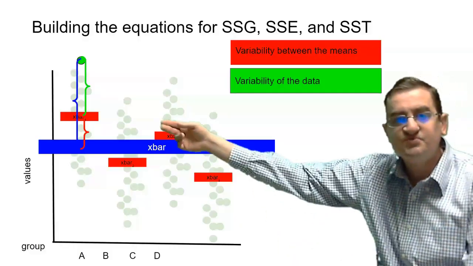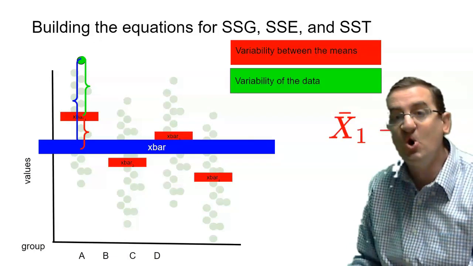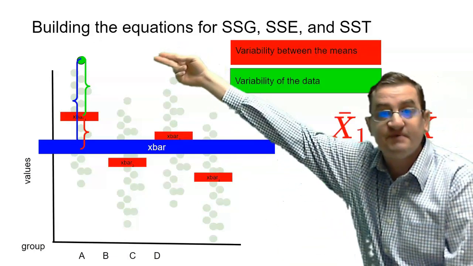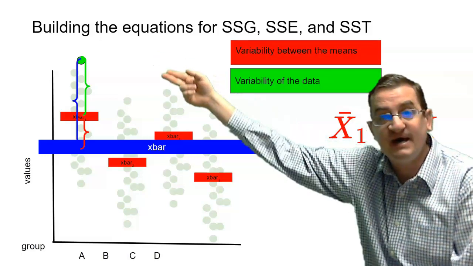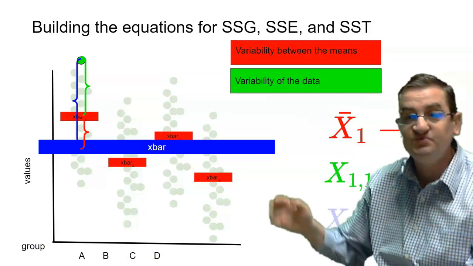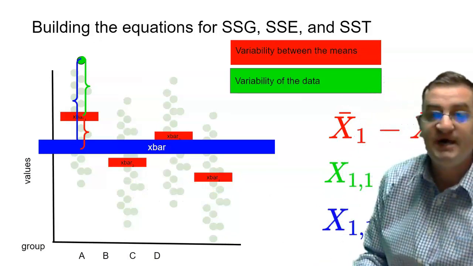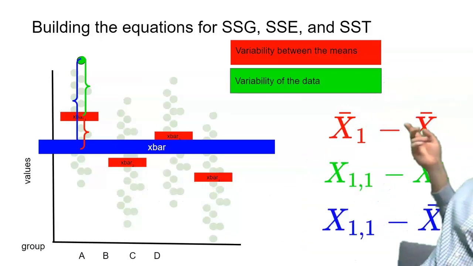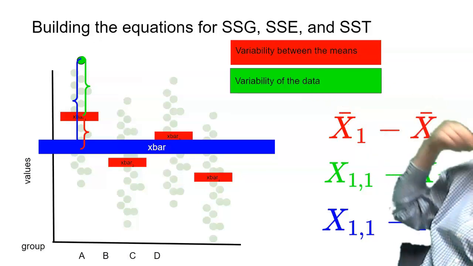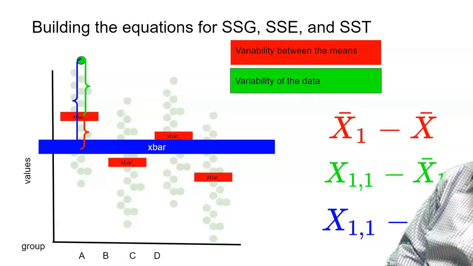So this red distance is how far from X bar 1 down to the overall X bar, whereas the variability in the data is going to be from X11, that specific guy, down to his average. And then the blue distance would be from X11 all the way down to the X bar. So a couple pieces that are common here. The X bar shows up 2 places. The X bar 1 is showing up 2 places. And X11, the data point itself, is showing up in 2 places.